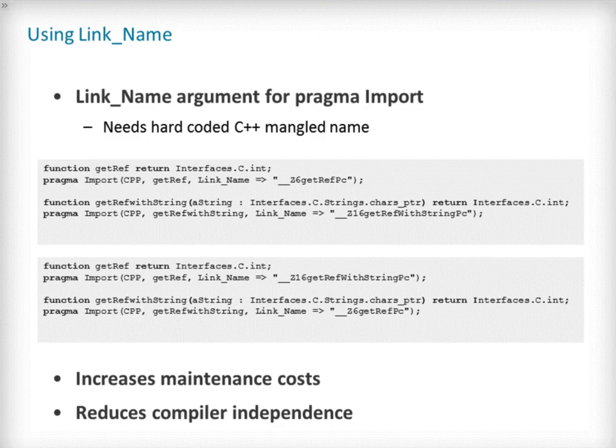Maintaining hard-coded C++ entity names not only increases maintenance costs, but also introduces a dependency on a particular compiler's mangling scheme. A C++ compiler vendor is under no obligation to maintain the same scheme, and a simple increment of the version number in the compiler used in your build system could bring with it untold consequences.